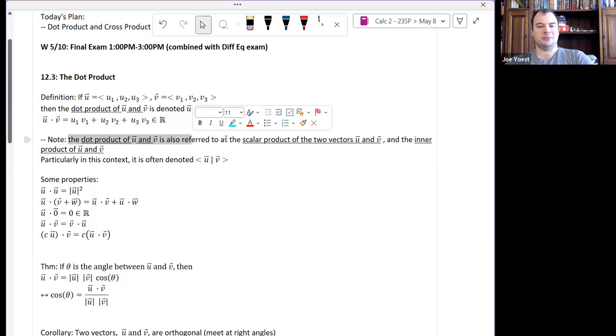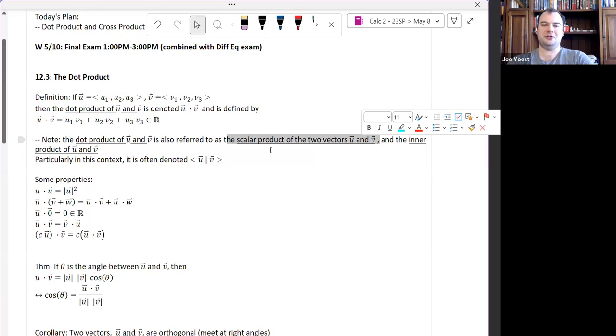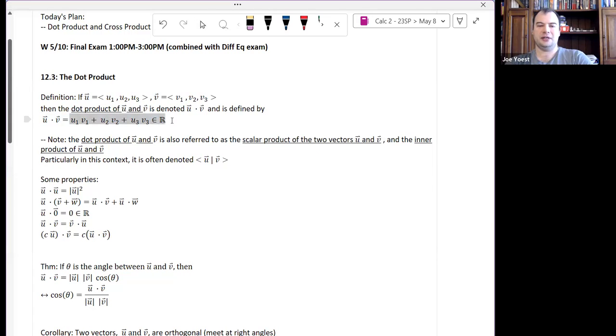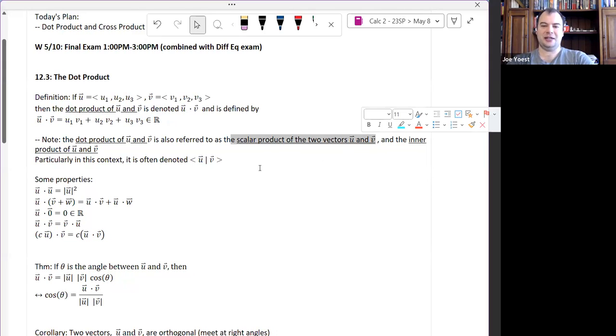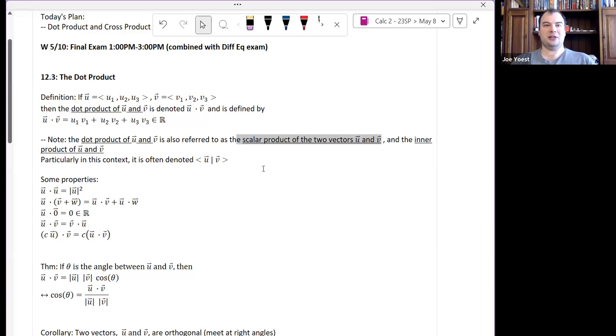The dot product is sometimes, unfortunately, called the scalar product of the two vectors because it does result in a real number. It results in a scalar. But note that this is not saying that it acts like a scalar times a vector. It doesn't really act that way. It's the scalar product because it's the product of the vectors that results in a scalar.